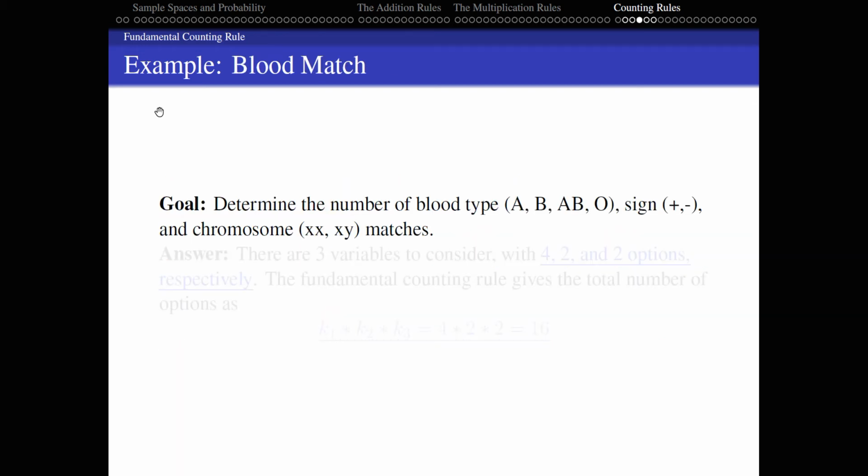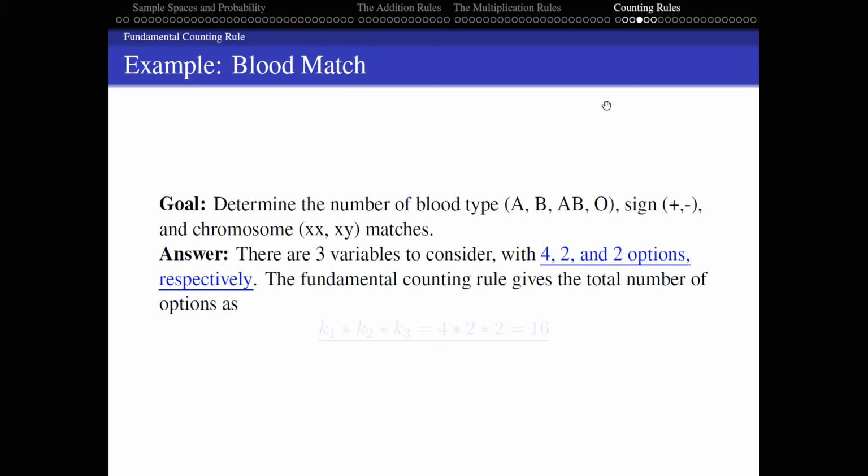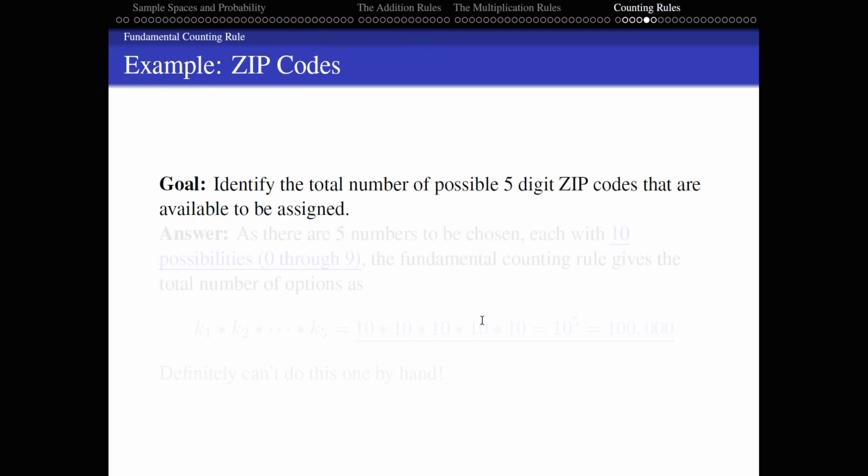Go on and give this one a shot. The number of blood type, sign, and chromosome matches. You'll have 4 options for blood type, 2 options for sign, and 2 options for chromosome. Find out how many total ways we can mix these up. Pause the video and give that one a shot. Looking through here, we've got 4 options, 2 options, 2 options. The fundamental counting rule says we multiply these: 4 times 2 times 2. There are 16 total blood type, sign, and chromosome mixes that we can have.